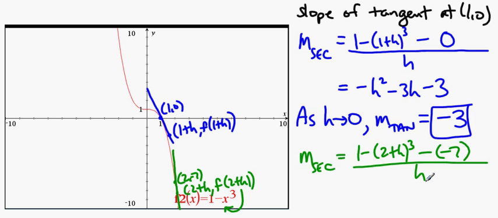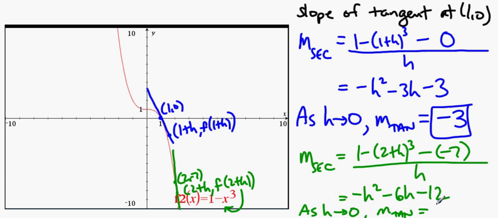And so I do a lot of algebra, and I expand the brackets, or I use the binomial expansion theorem, or I do something that cleans that up. And a whole bunch of h's cancel out, and you end up with negative h squared minus 6h minus 12. Now we want to know what the instantaneous rate of change is, so as h gets closer and closer to 0, the slope of the tangent happens to be negative 12. And that would be the slope of the tangent at 2, negative 7.